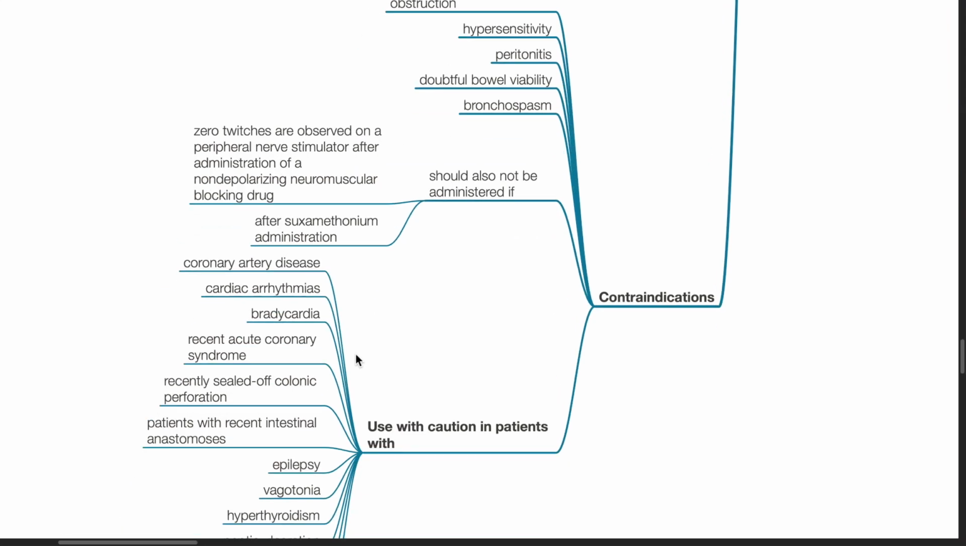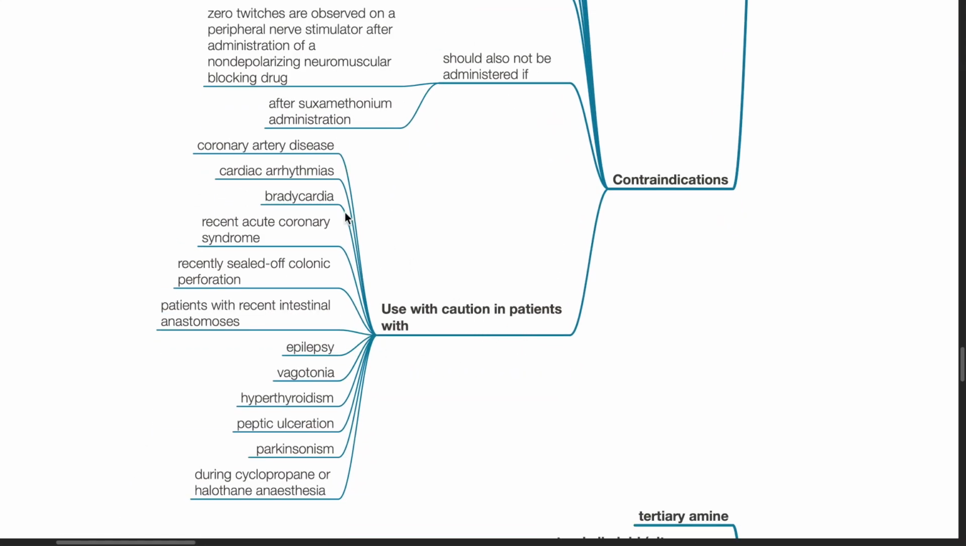Use with caution in patients with coronary artery disease, cardiac arrhythmias, bradycardia, recent acute coronary syndrome, recently sealed-off colonic perforation, in patients with recent intestinal anastomosis, epilepsy, vagotonia, hyperthyroidism, peptic ulceration, Parkinsonism, or during cyclopropane or halothane anesthesia.